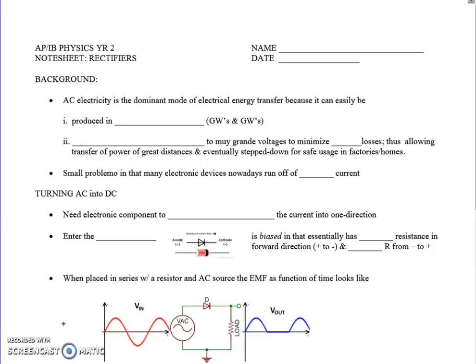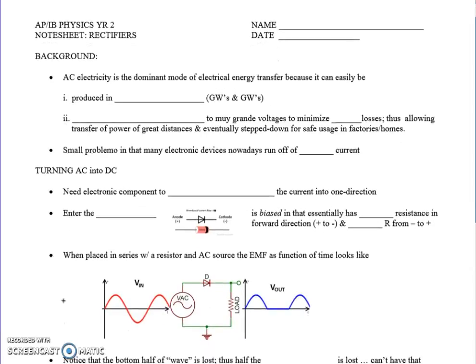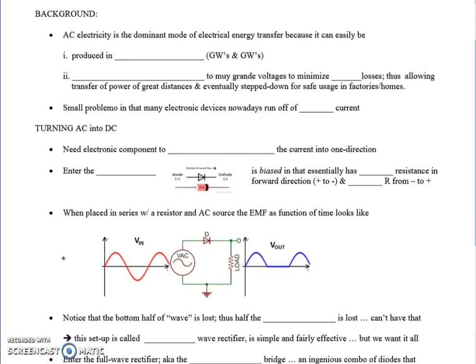Alright, so this tutorial is a summary of what we discussed in class with the exploration of a full wave rectifier, taking a look at the background, why we want a full wave rectifier going from AC to DC, the issues with using a single diode, and then how we can eventually get around that using a clever combination of diodes.